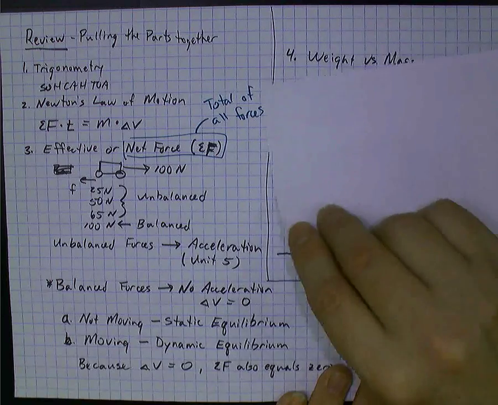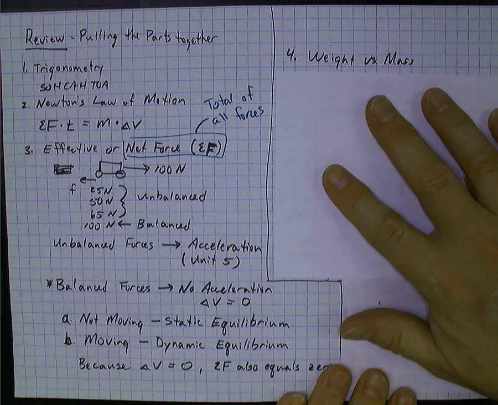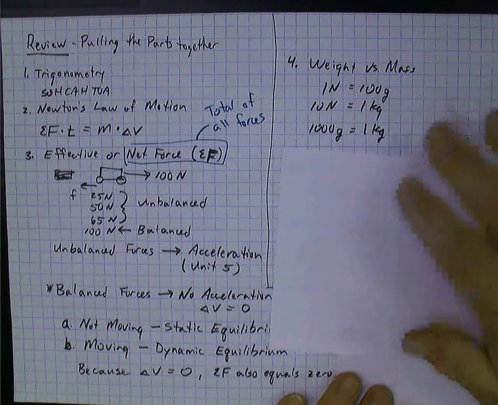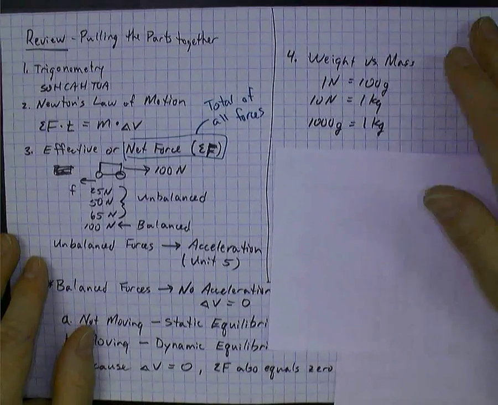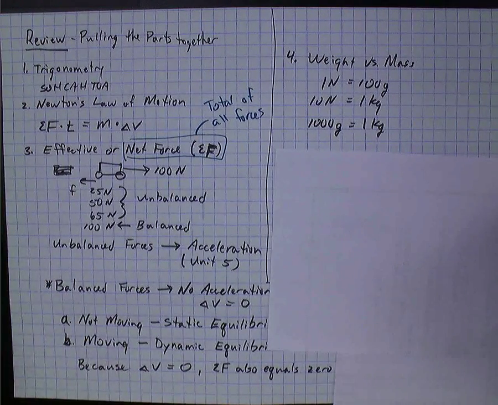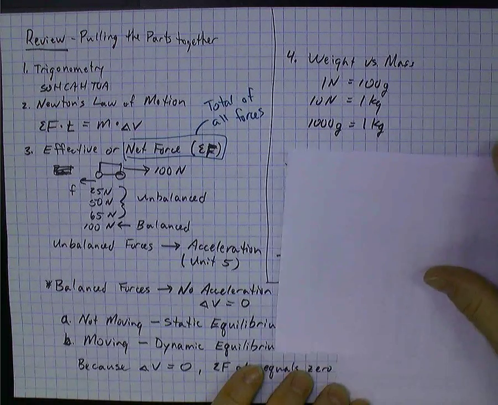All right, the next thing that we have in our toolbox are all the conversion factors between weight and mass. Okay, and just in class, we talked about those. 1 newton is 100 grams, 10 newtons is 1 kilogram, 1,000 grams is a kilogram. So we have those conversion factors that we talked about in class.